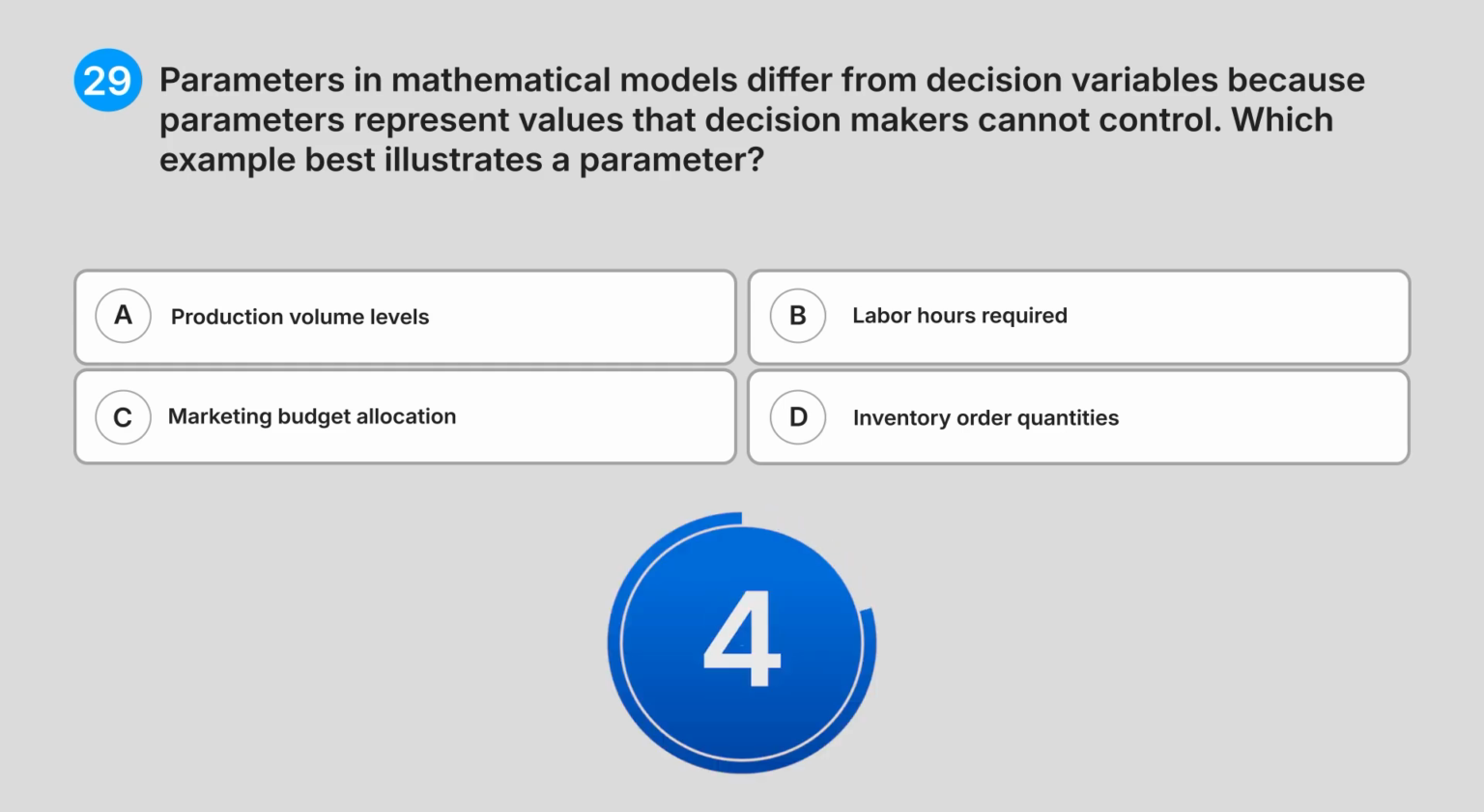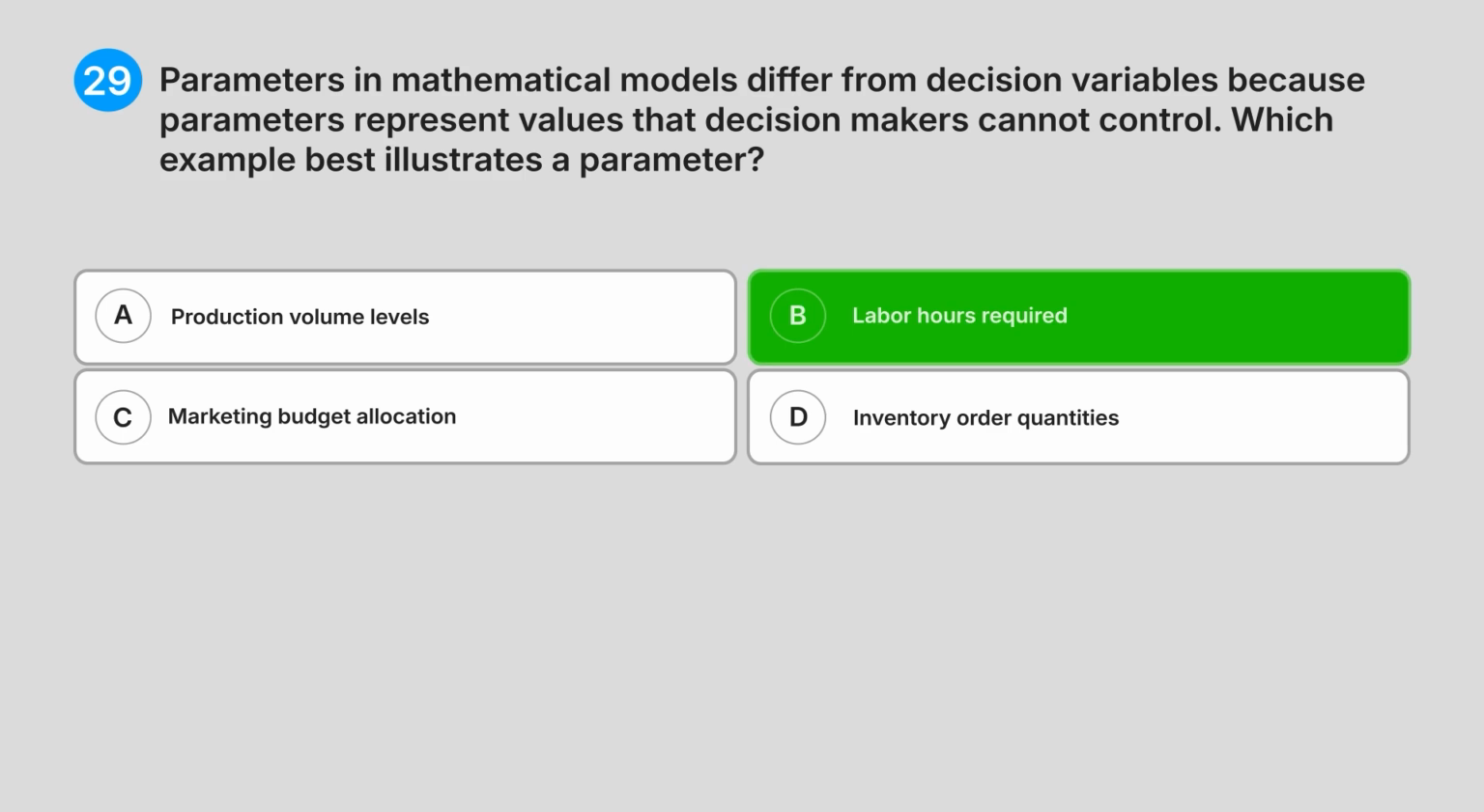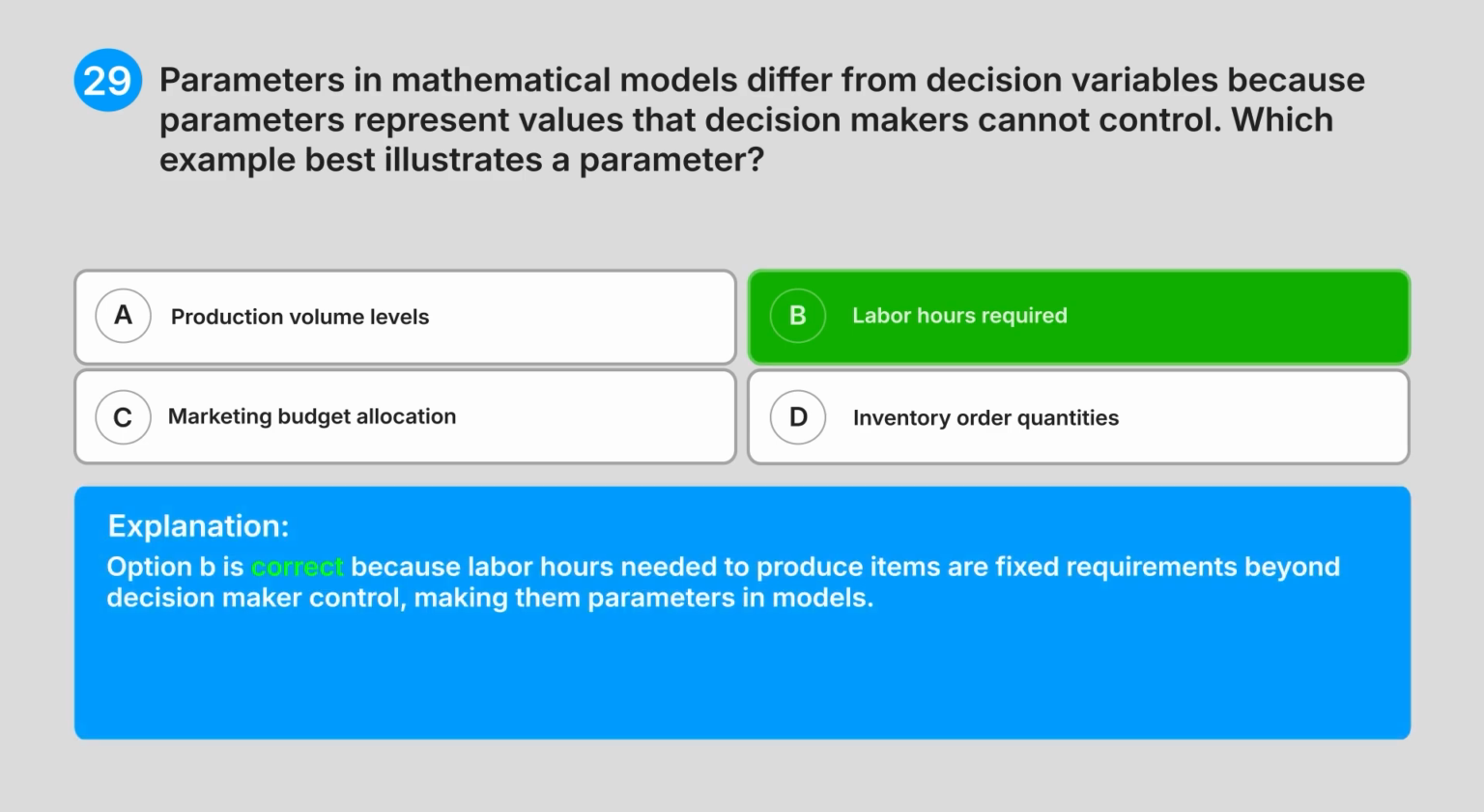Can you guess the answer? Correct answer, B. Labor hours required. Explanation. Option B is correct because labor hours needed to produce items are fixed requirements beyond decision-maker control, making them parameters in models.